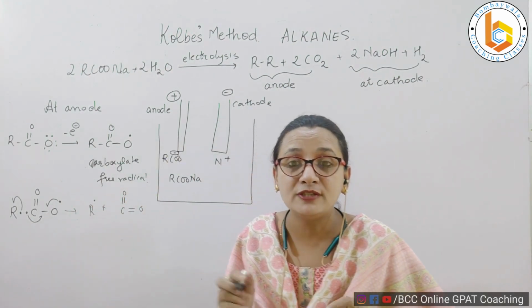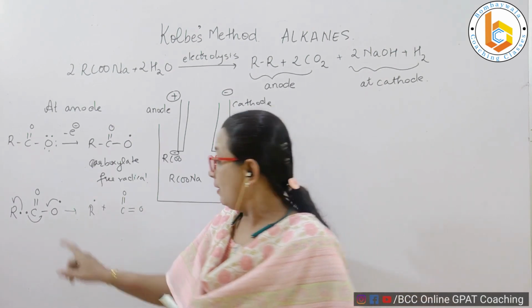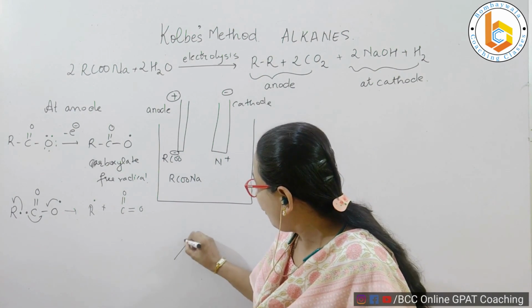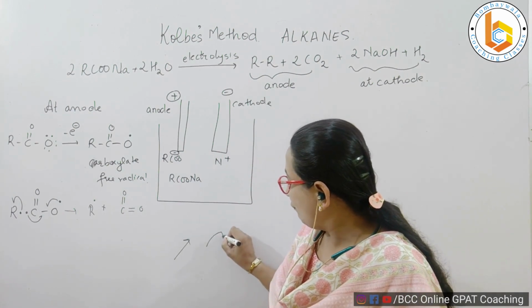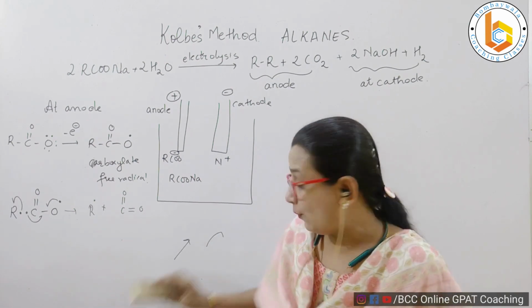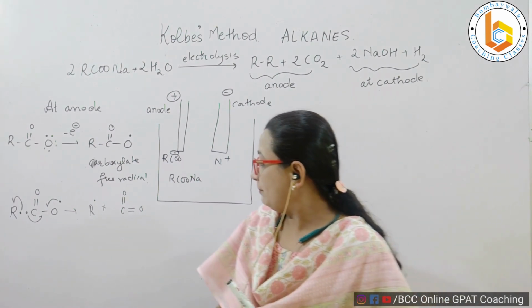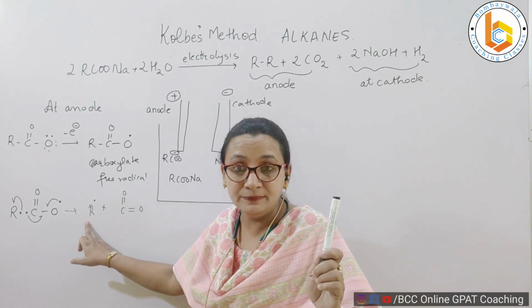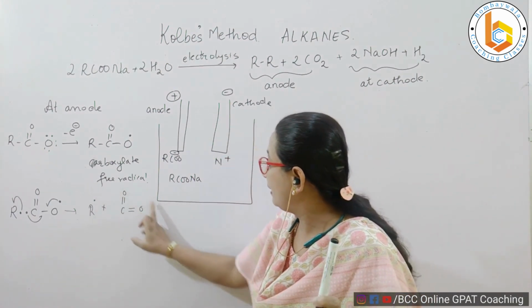Always the movement of a single electron is shown by a fish arrow and not by a full arrow. See, this is a full arrow and this is a fish arrow, which is showing movement of a single electron only. So we have formed an alkyl free radical plus a carbon dioxide.